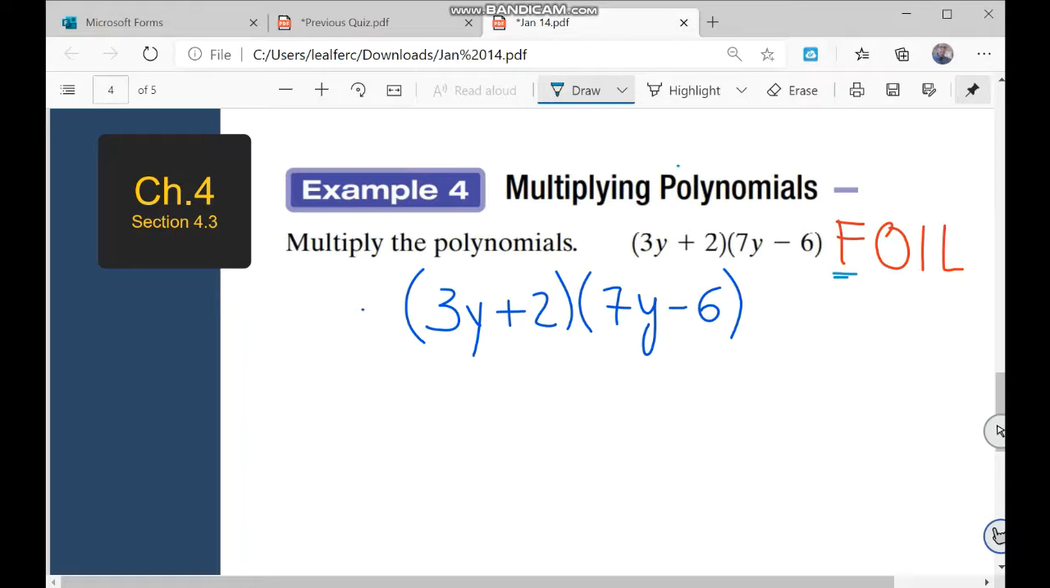And F means first. Let's check which terms are the first one on the first polynomial and the first on the second polynomial. This FOIL method is only applied to binomial times binomial, okay? Needs to be binomial times binomial. So those are the first. 3y times 7y equals 21y squared.